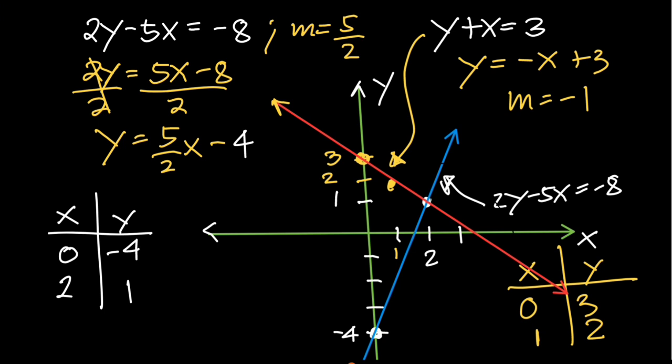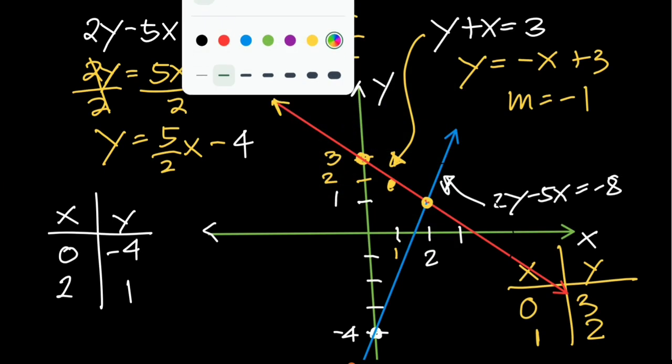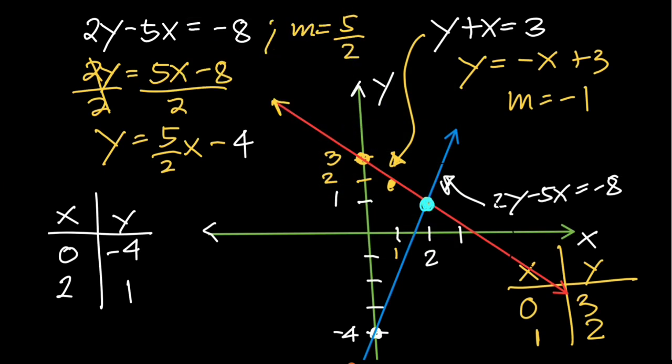This one is the point of intersection. Let me change the color. This one in blue is the point of intersection. So this is the solution to the system of equations. So this is the point 2, 1. X is equal to 2, y equals 1.